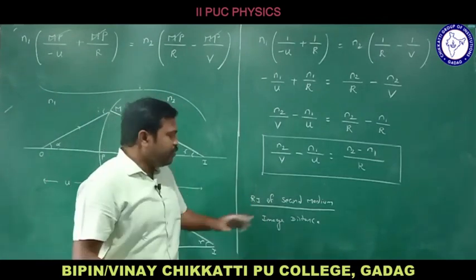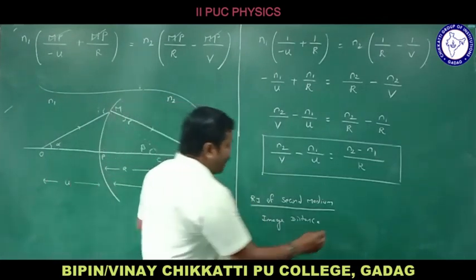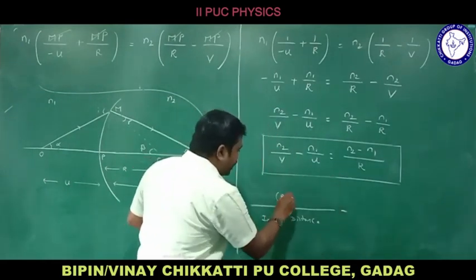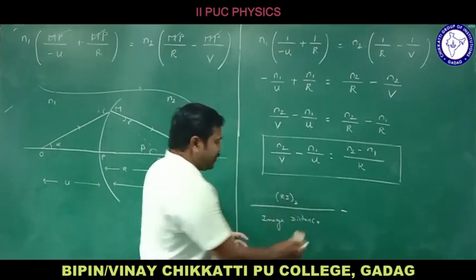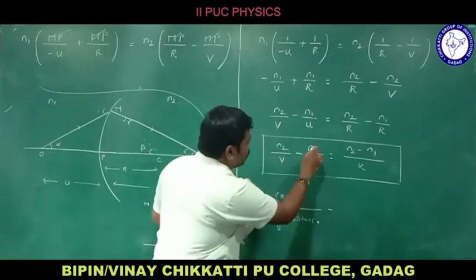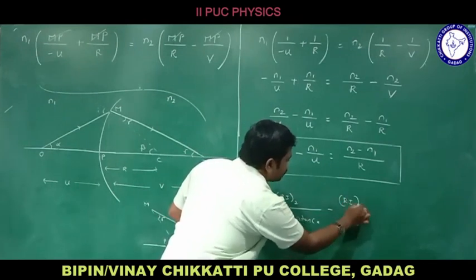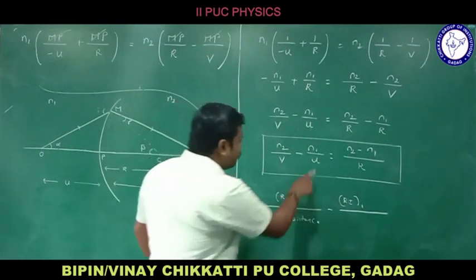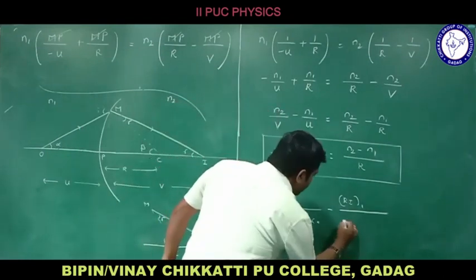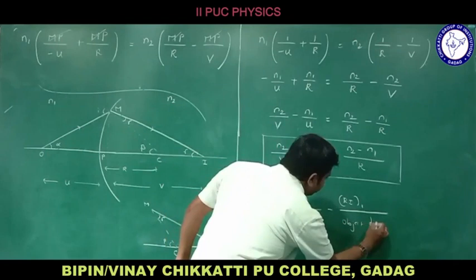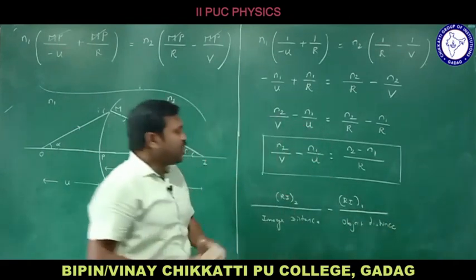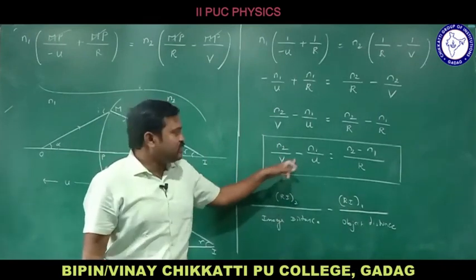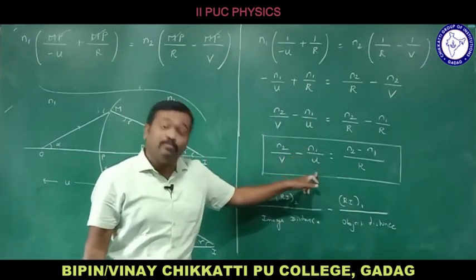Refractive index of the second medium divided by image distance minus, okay, I need some space. Let me write like this: refractive index of the second medium divided by image distance minus what is this now here? It is the refractive index of the first medium, right? This is a medium. So refractive index of first medium divided by what is U? U is object distance. Simple. See here how to remember this equation: refractive index of the second medium divided by image distance minus refractive index of the first medium divided by object distance.